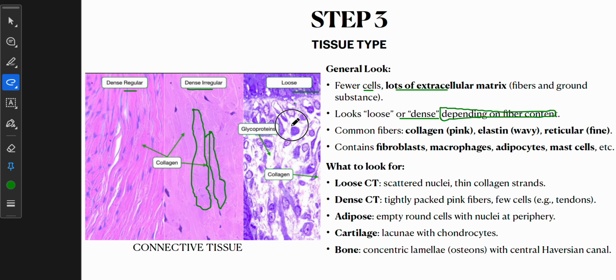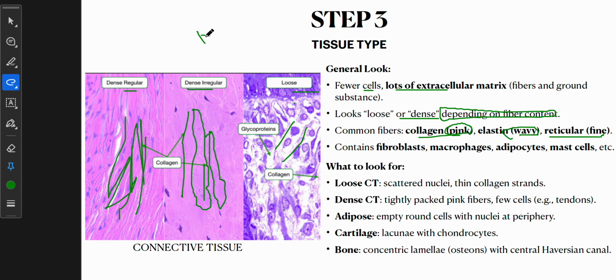Here it is very loose, right? Because there is less dense fiber content. And here there are a lot of fibers, so that is dense, and this is loose, right? There are regular fibers here. You can see regular structures, and there it is irregular structures, very haphazardly arranged. And common fibers: the collagen is seen pink colored, and elastin is thin, wavy. Here you can see this is wavy, and this is collagen in pink color, and reticular fibers are fine.